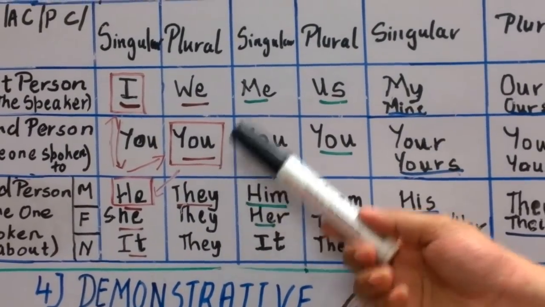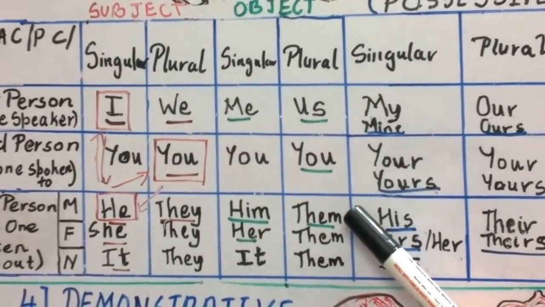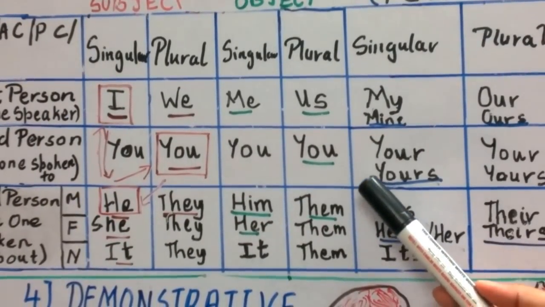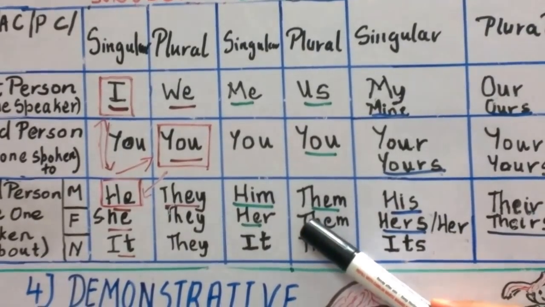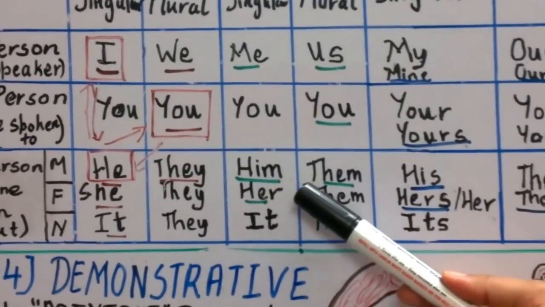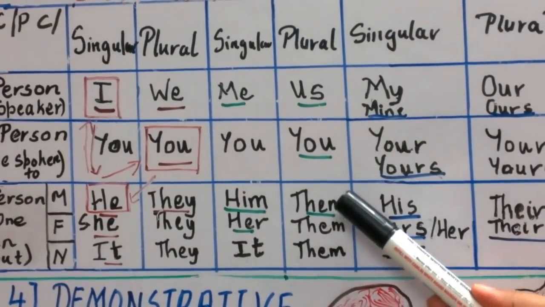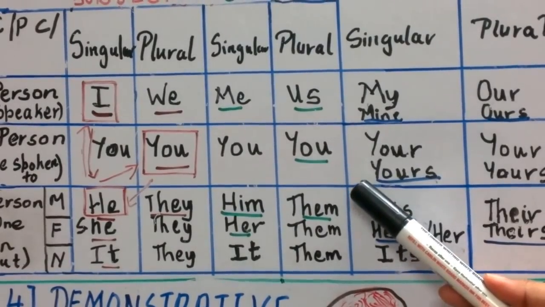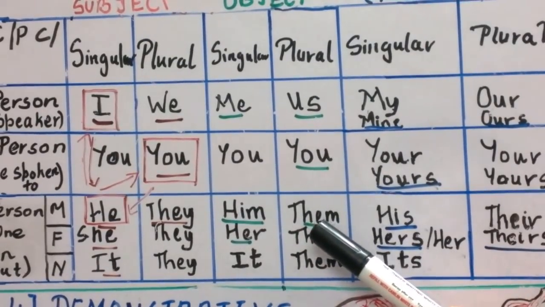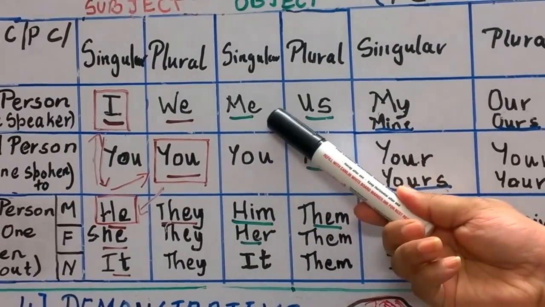Now let us look at the object pronouns. What are object pronouns? For example, I say I teach English. Instead of saying English, I say I teach it. Here we have me, you, him, her, it, us, them. For example, I say my mother loves me. So, my mother is the subject. She loves who? She loves me. So, we use me as the object pronoun.